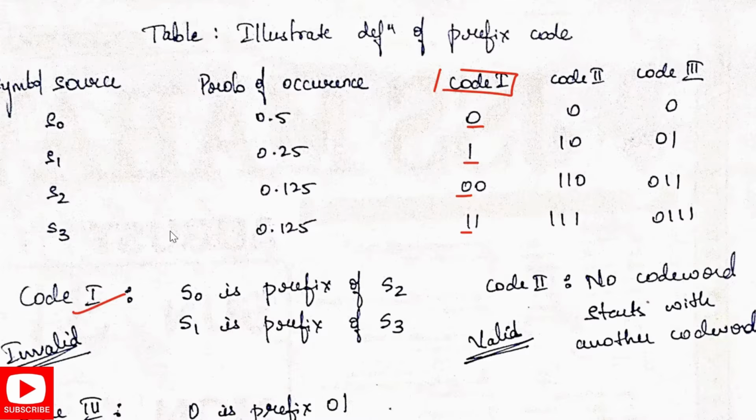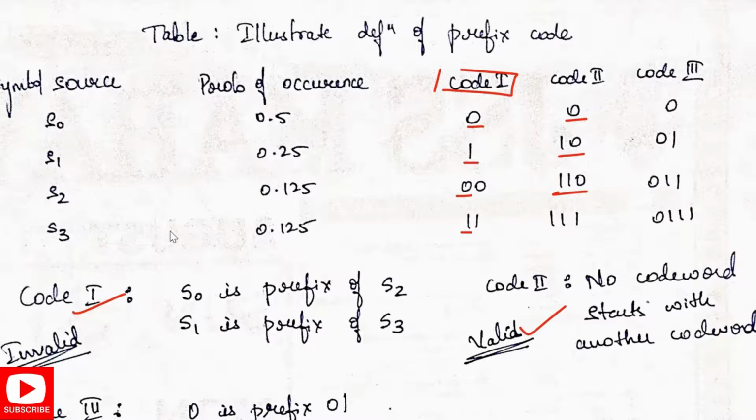Now let's consider code 2. Here what happens? 0 is not repeated in any of them. Then 1, 0. There is no 1, 0 repeated again. Next 1, 1, 0. It's not repeated. So no code word starts with another code word. So this is a valid code.